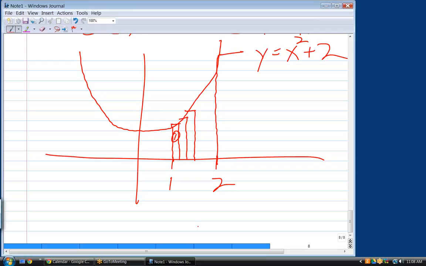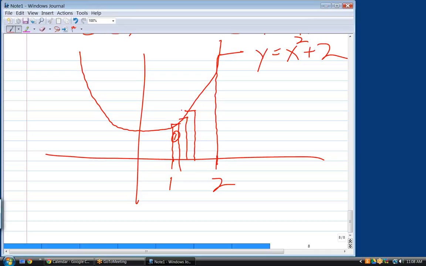It's height times the base. So it's whatever the thickness is of that rectangle, and I can make it whatever I want. In other words, I could put 10 rectangles under that curve, or I could put 100, or I could put 1,000,000. But the more rectangles I put in between these 2 points, the more accurate is my answer.